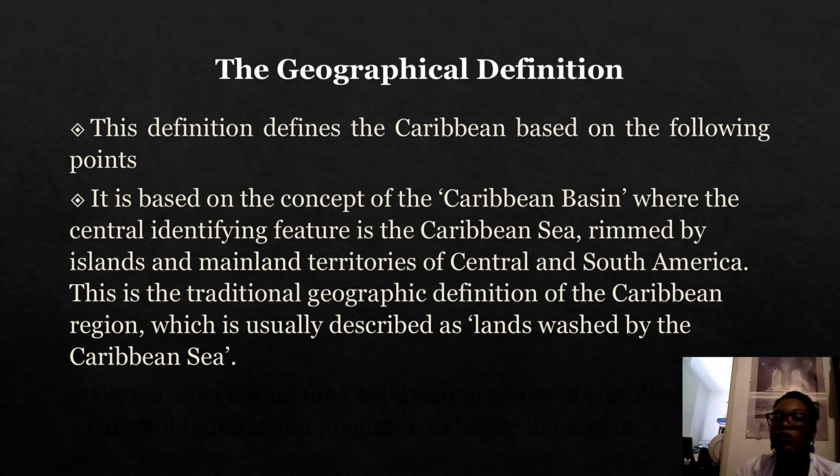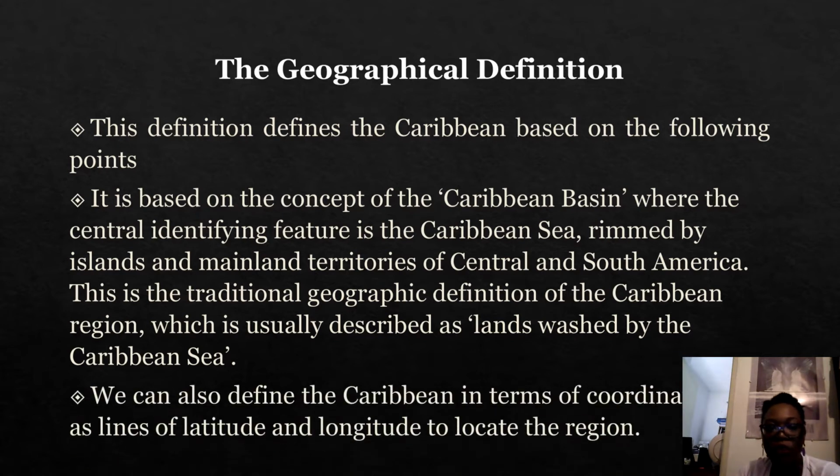Now, what do we use to locate the Caribbean? One, we're using the Caribbean Basin or the Caribbean Sea. So the Caribbean, geographically, would be all those regions or lands washed by the Caribbean Sea. We're also using the location of the Caribbean as it relates to coordinates according to lines of latitude and lines of longitude.